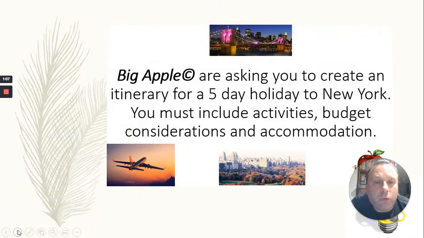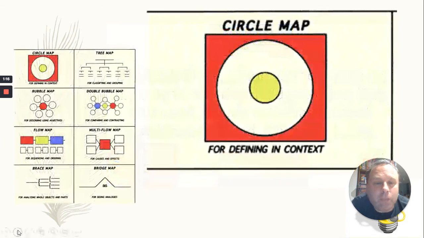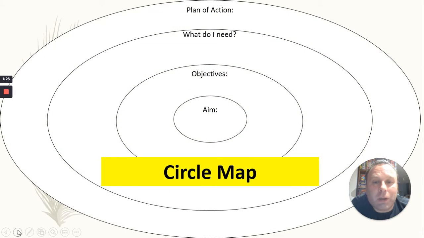Okay. So the first one we're going to look at is maybe a business studies or a tourism thing. We've got a company asking you to create an itinerary for a 5-day holiday. And there's a bunch of things you need to be thinking about. So one thing we can use is a circle map. Now these are for defining in context for a number of different things. I've decided to use it for a slightly different sort of thing. So I'd imagine in the middle of the circle map we've got our aim, and then going out from the centre we've got objectives, what we need to meet those objectives, and plan of action.